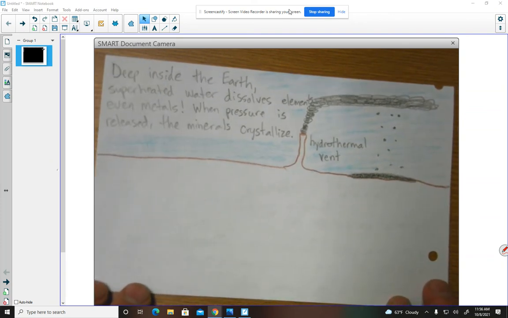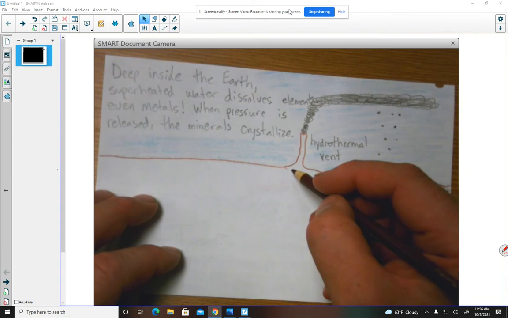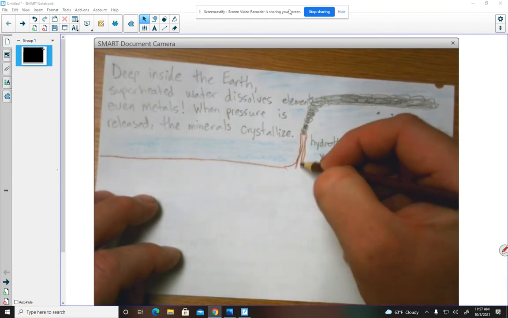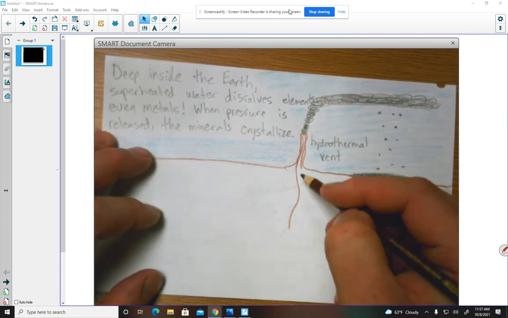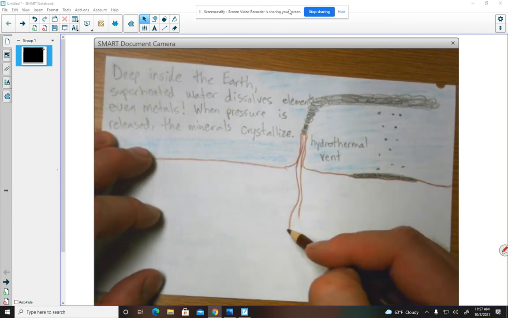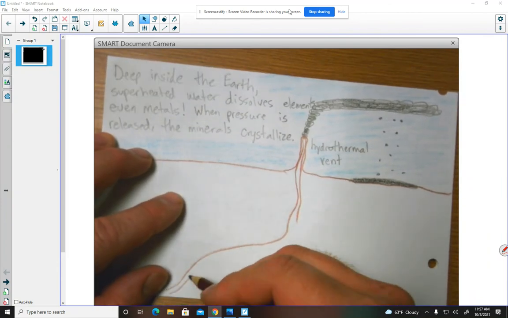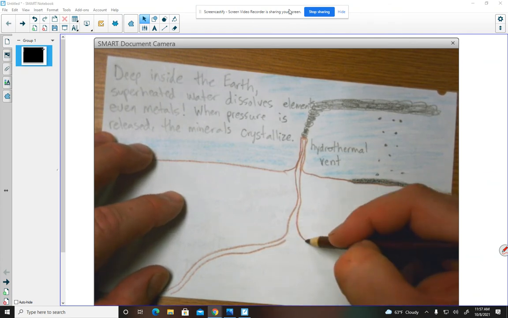Now, let's get down into the ground a little bit. So we understand how the minerals are forming as they come out, but let's see what's happening down inside the ground. What I want to show here is that the plumbing of this hydrothermal vent, the pipe that's bringing this hot fluid up, is going to connect deeper down, and it's going to come close to a body of magma.